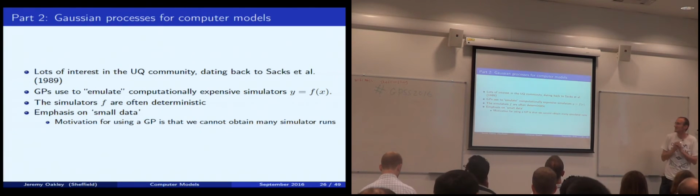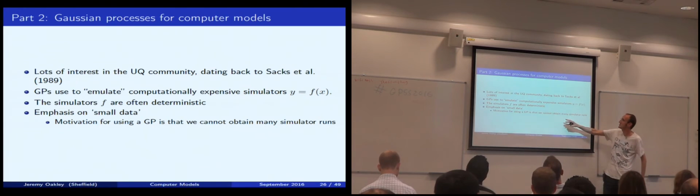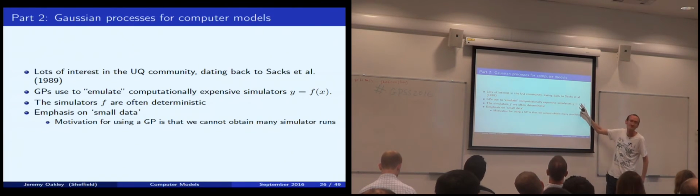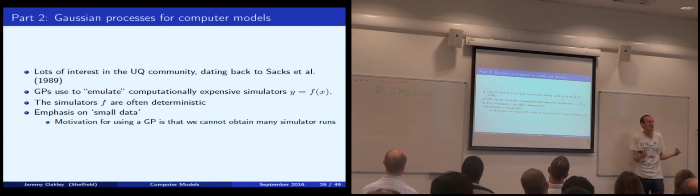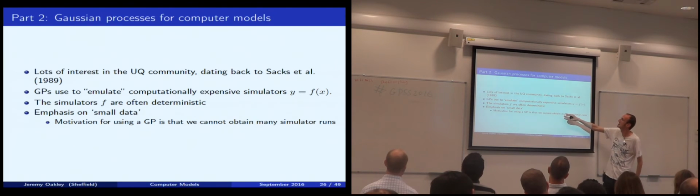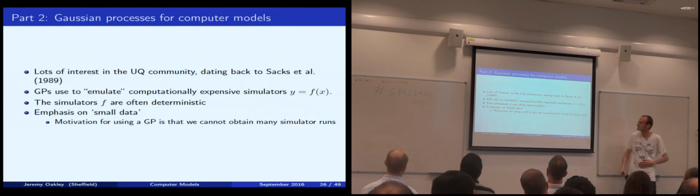And in the era of big data, we're still very much rooted in small data. The reason that we use GPs is because we can't afford to do many simulator runs. So if it were possible to get millions of observations of F at different X's, then you wouldn't, for our purposes, need the GP in the first place. The reason you're using the GP is because you can't do many runs. So we're more interested in how to do this with small data sets rather than large data sets.